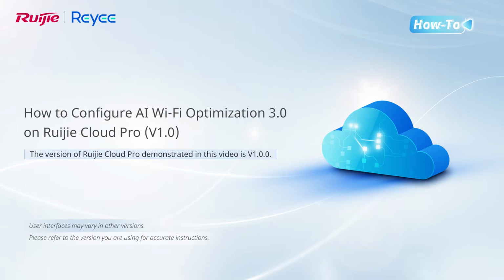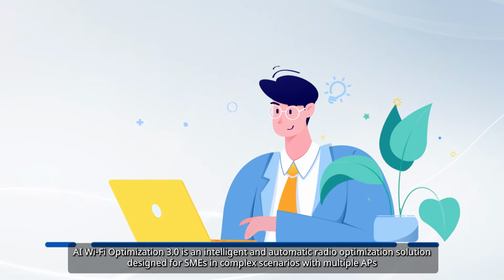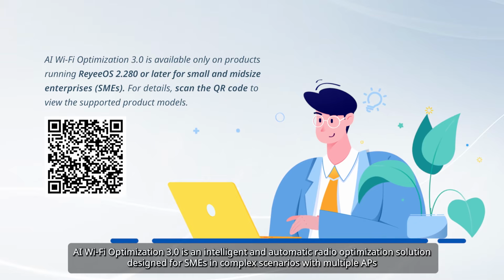This video introduces how to configure AI Wi-Fi optimization on Ruijie Cloud Pro. AI Wi-Fi Optimization 3.0 is an intelligent and automatic radio optimization solution designed for SMEs in complex scenarios with multiple APs.